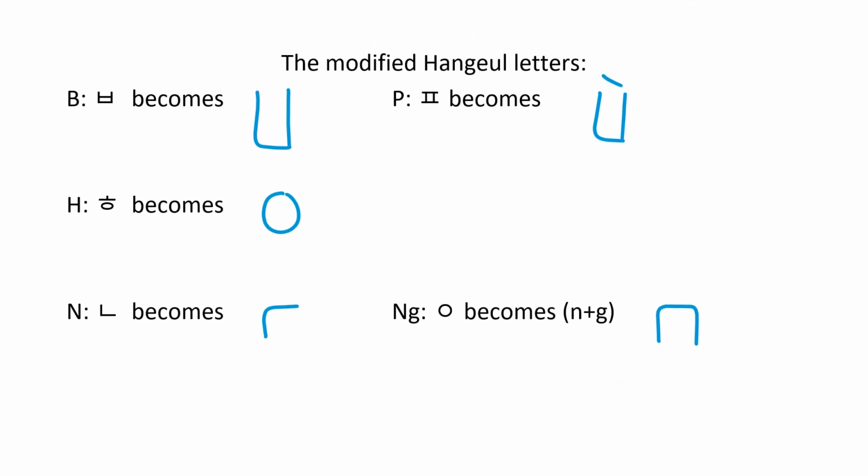And here are the changes for those previous letters. B loses the internal mark. P looks like B with a tick mark over the top. H loses its hat. N rotates. And the ing letter, new to English, is the N plus the G combined.